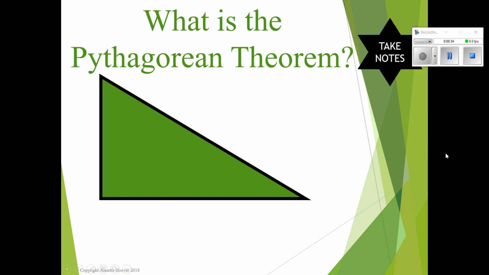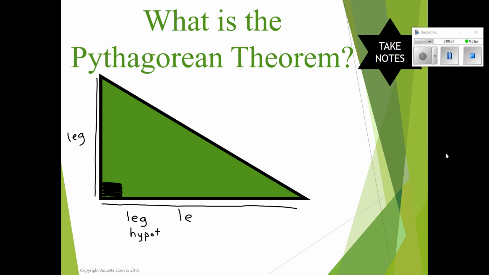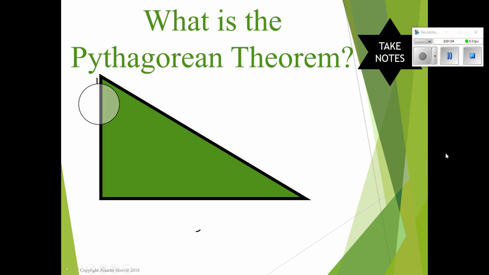So if you remember, a right triangle is a triangle that has one 90-degree angle. Now, you have to know two important words. One of those words is leg, and one of those words is the hypotenuse. When you find the right angle, which is right here, the two sides of the triangle that come off of that are called the legs. Okay? One of those legs we're going to label with A, and one of them we're going to label with B. And it doesn't matter which is which. One of them's A, one of them's B.